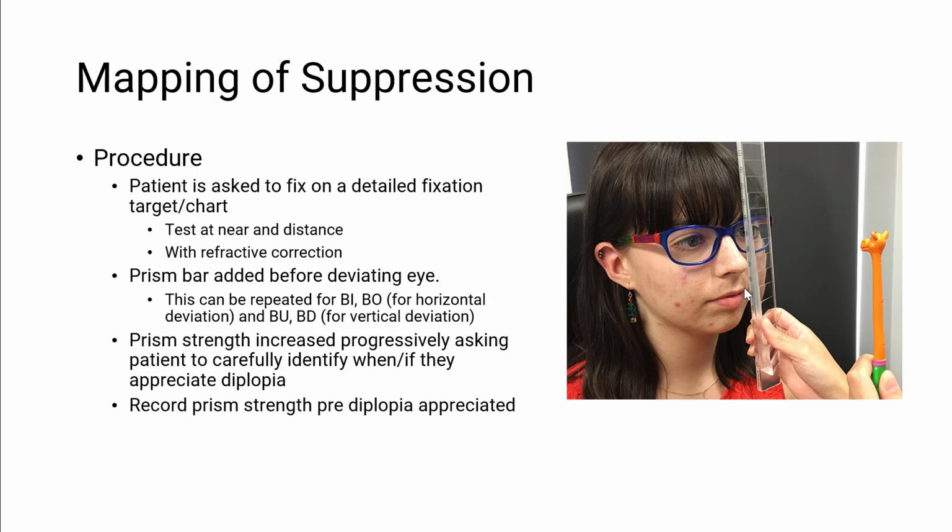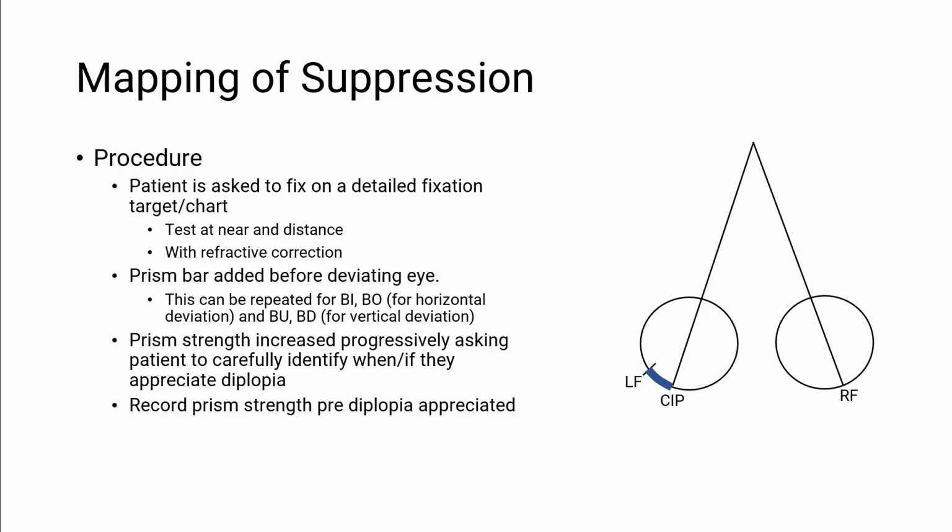And in terms of interpretation, the prisms in which there is single vision indicate that we're within the suppression scotoma. And the moment she has diplopia, so if she has diplopia here, for instance, it's at this point that we've come out of the suppression scotoma. So what we record is either the prism bars in which we have single vision or the last prism bar in which single vision was reported. So let's have a look at this using a projection diagram.